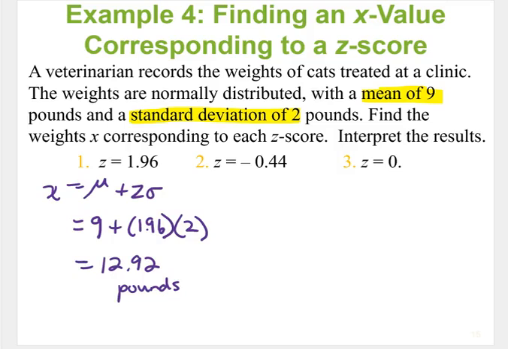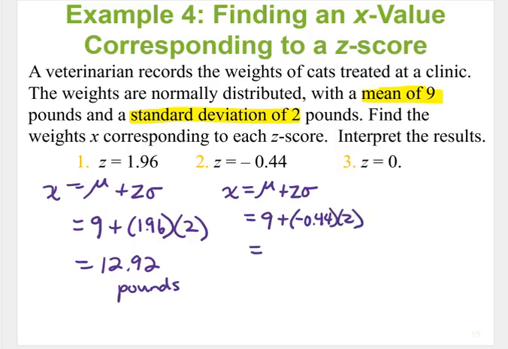All right, definitely higher than the mean, right? Almost 2 standard deviations above the mean. The mean's 9 pounds, so that cat's probably a little overweight and could use a little diet. All right, number 2, what if I have a cat that has a z-score of negative 0.44? It means they're a little under the average weight. So their X value, again, mean plus z times sigma. So mean is 9 plus my z-score, which is negative 0.44, times my sigma, which is 2.